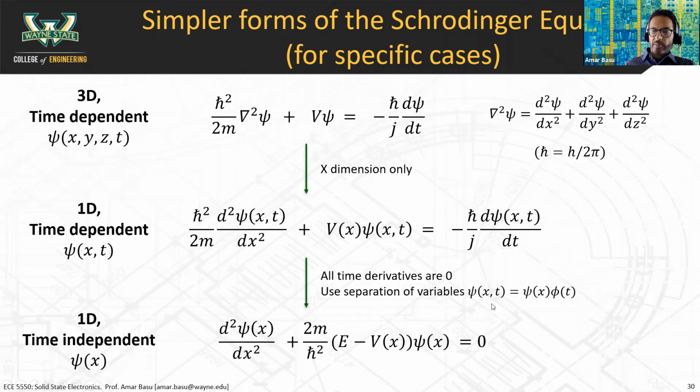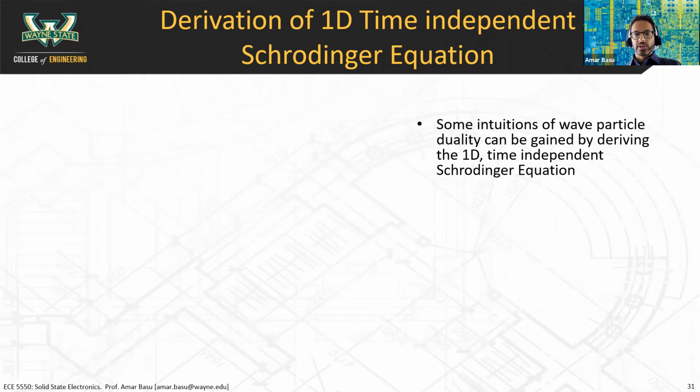Okay, this separation of variables, by the way, is a technique used in differential equations where you make an assumption that a function is a product of two functions, a function of x and another function of t. I don't want to get into all the details of that because, like I said, this is not a math class. Okay, so let's derive the 1D time-independent Schrodinger equation.